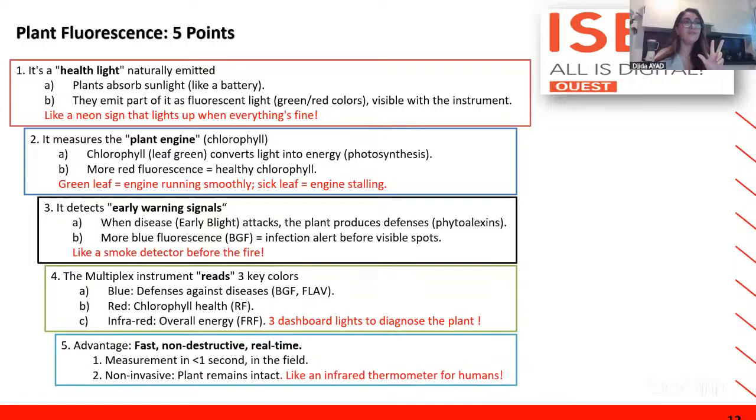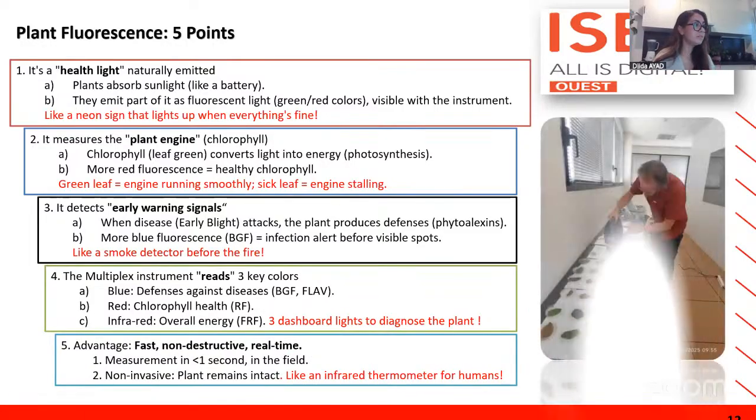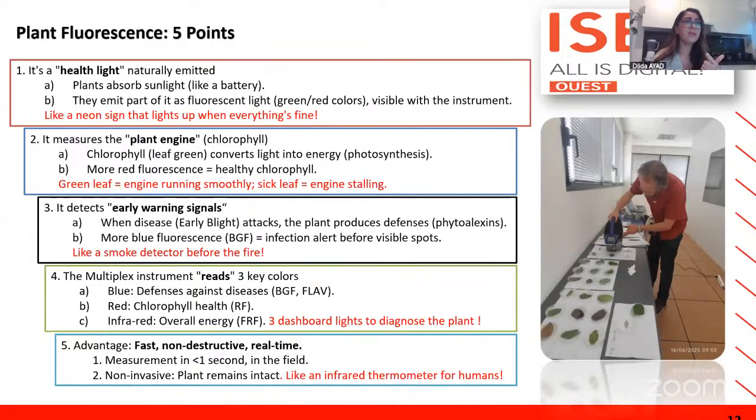And the 5th point is regarding the advantages: fast, non-destructive, and real-time measurement in less than 1 second in the field, non-invasive, like an infrared thermometer for humans.